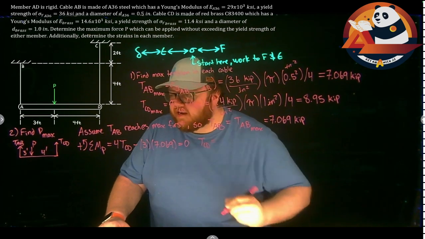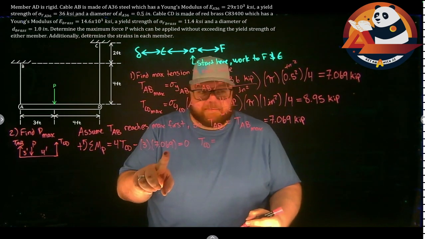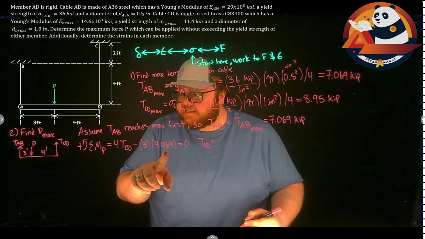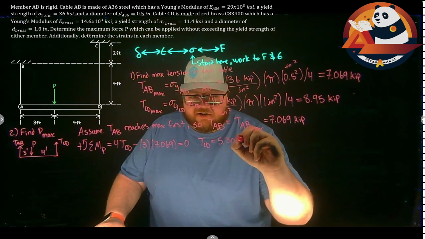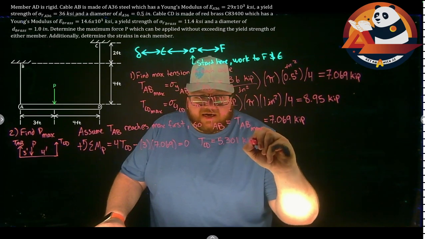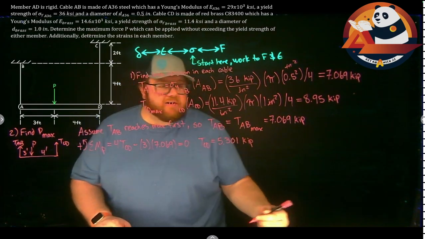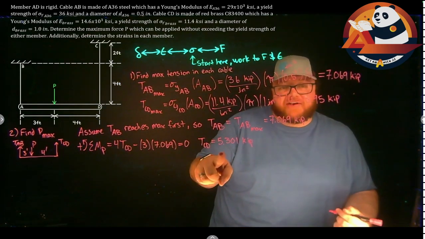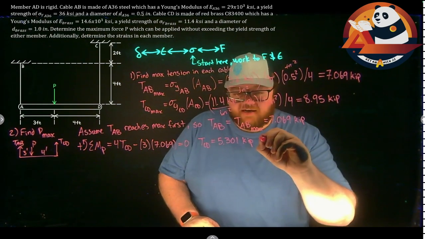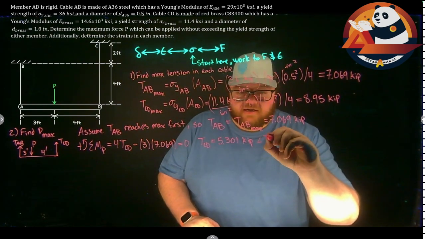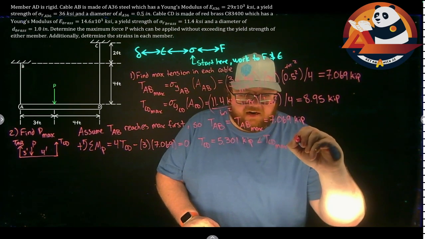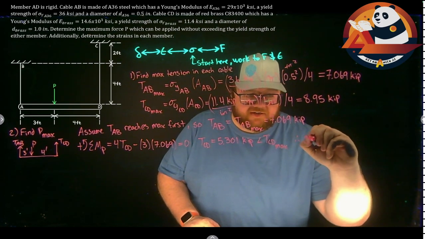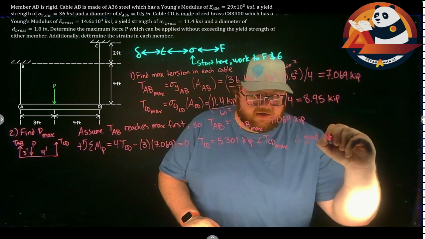And then I can solve for TCD. If TAB is 7.069, TCD works out to be 5.301 kips. And if we compare that to what its max value was, this is less than TCD max. Therefore, this is a good assumption.